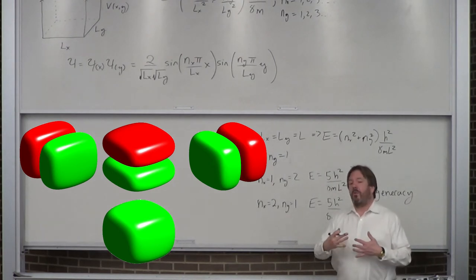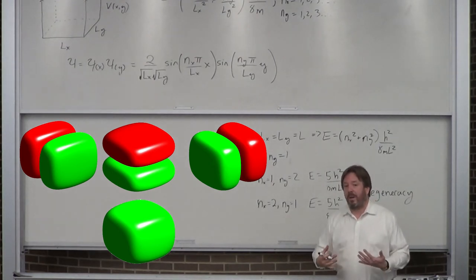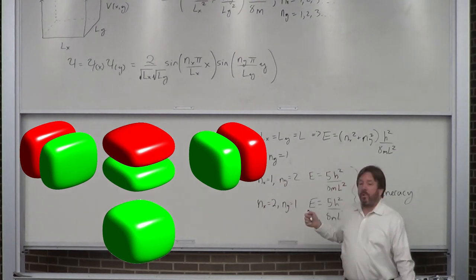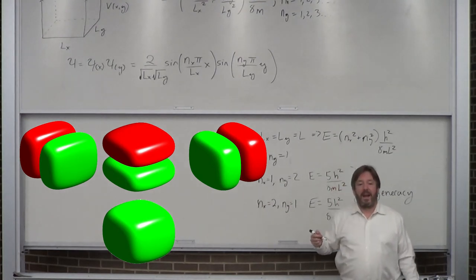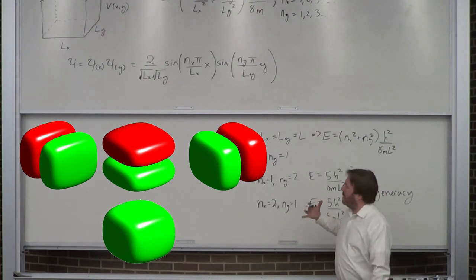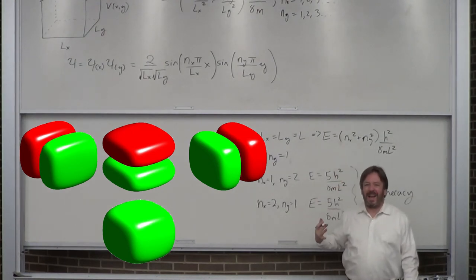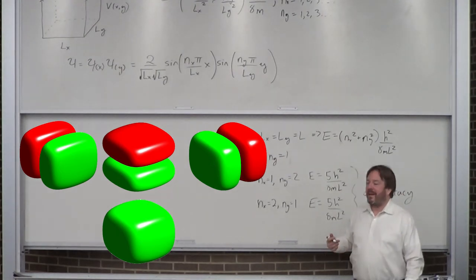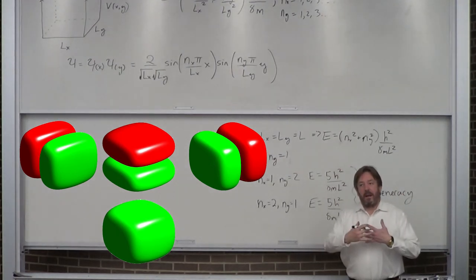But again, I'm not doing hydrogen. I'm doing a particle in a three-dimensional box. And that has a certain energy. Then what I've plotted here is the next excited state, where I have a quantum number of 2 for either x, y, or z. So now you can see orbitals that kind of look like px, py, and pz, except, again, they're slightly cubic.